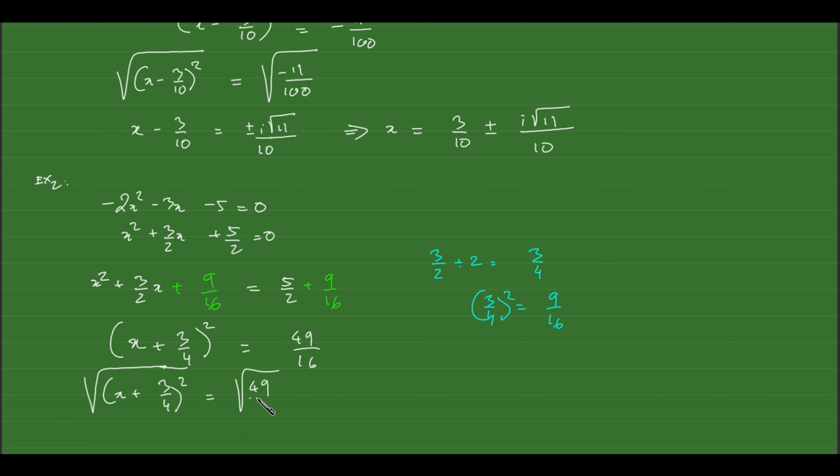Plus, just gives you plus minus. Plus minus square root of 49 is 7. Square root of 16 is 4. Alright, then x equals plus minus 7/4 minus 3/4. So you have two answers, which is 1, and the other one should be negative 10/4, which is negative 5/2. There you go. So you have two answers. The first answer is 1, and the second answer is negative.